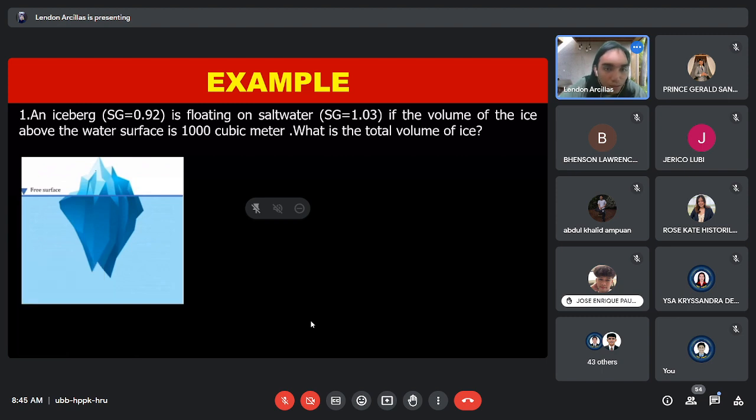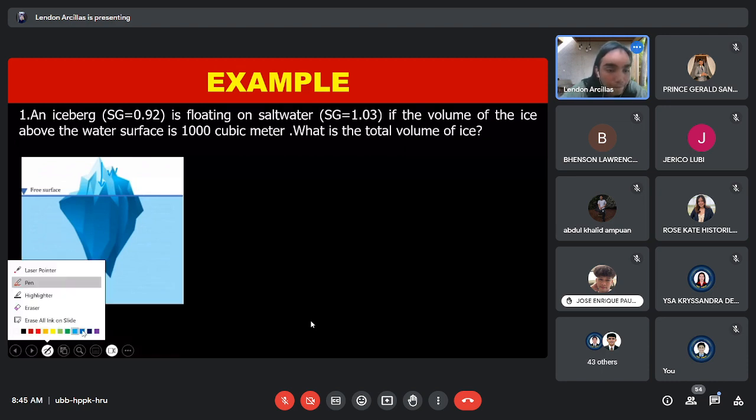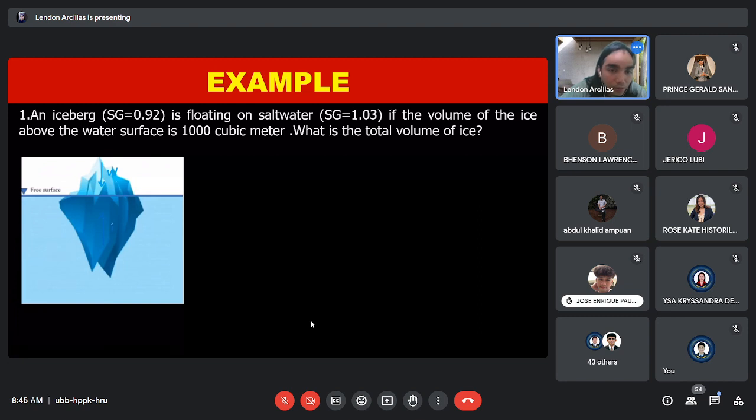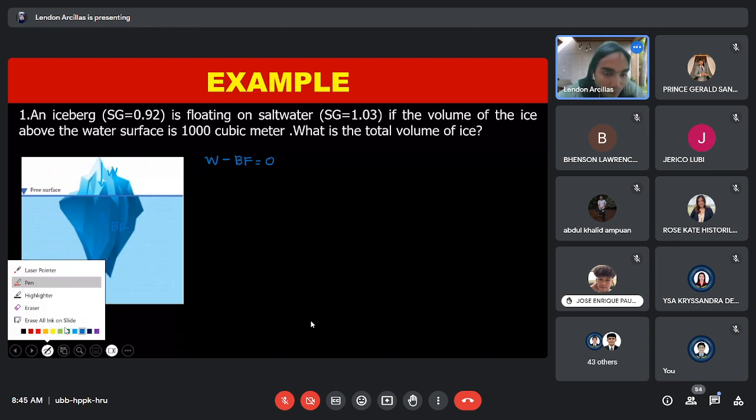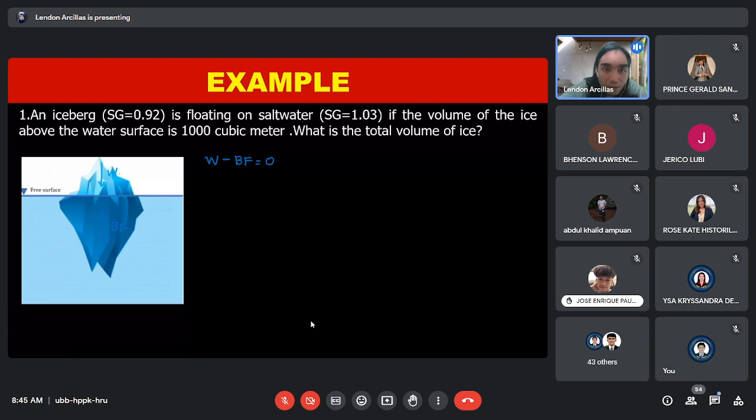So again, the weight of this one is equal to the, ay, baliktad pala. Ayan, BF, okay? So therefore, weight minus BF is equal to zero to make the object into equilibrium. So the weight of the object is equal to the buoyant force exerted. So ang sinabi niya, ang volume ng ice above the water is 1,000. So, ano yung volume displaced? Okay? So, i-draw natin.